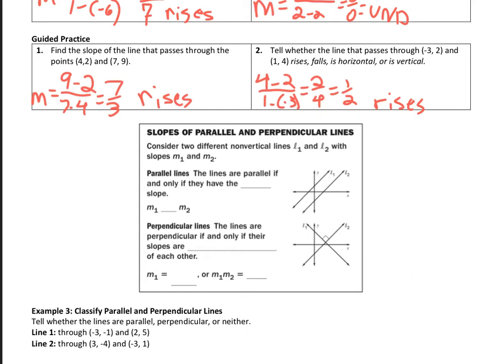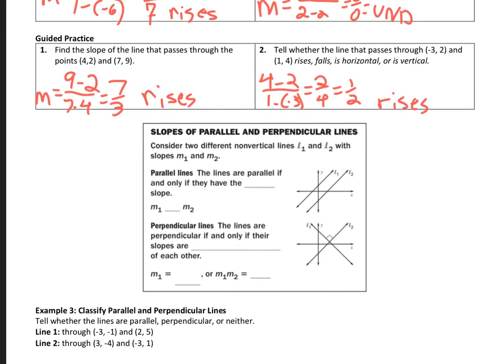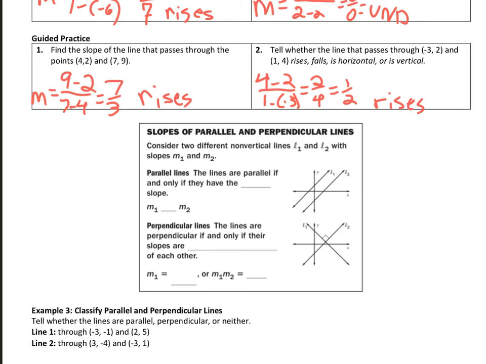All right, so for this guided practice, I did 9 minus 2, which is y2 minus y1. That was 7. On the bottom, I did 7 minus 4, which is 3. That slope is positive, so this line rises.